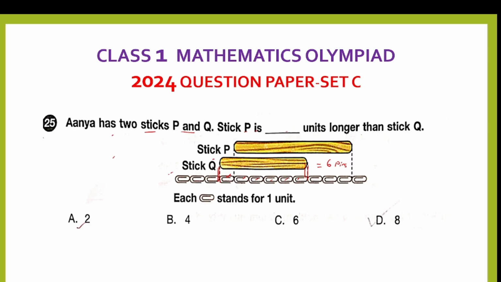The stick Q has the length of 6 pins. Now let's find out the length of stick P. P starts from here. Let's count: 1, 2, 3, 4, 5, 6, 7, and 8 pins. So the length of stick P is 8 pins. Now, stick P is how many units longer than stick Q? We have to find 8 minus 6, that is 2, which means 2 units longer than stick Q. Therefore option A is the correct answer for the given question.